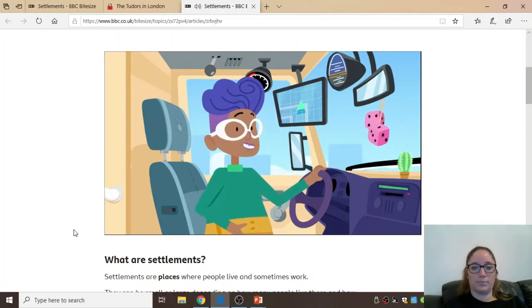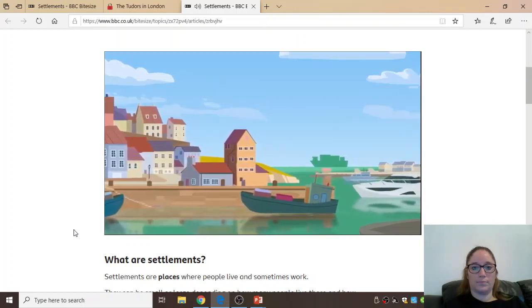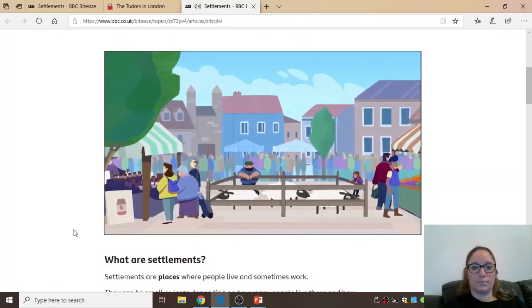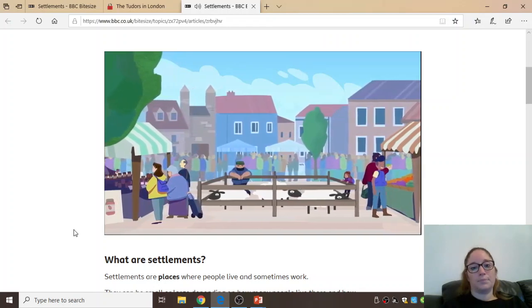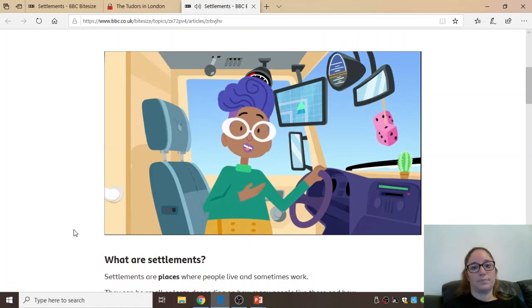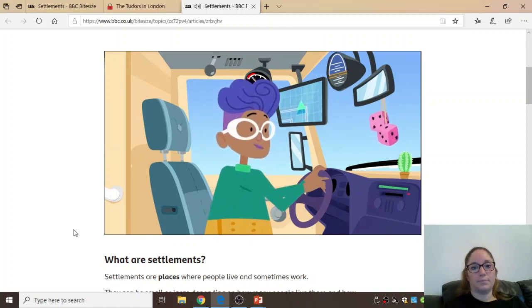Some settlements have a particular function. For example, this is a port, where ships bring goods to and from the UK. And this is a market town, where local farmers and traders buy and sell their produce. It all looks so busy down there. I think I prefer it up here.